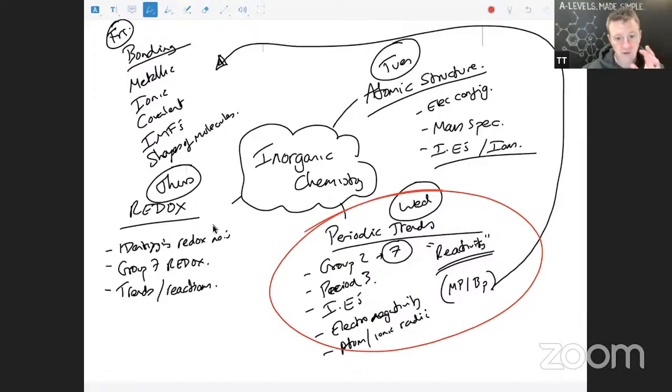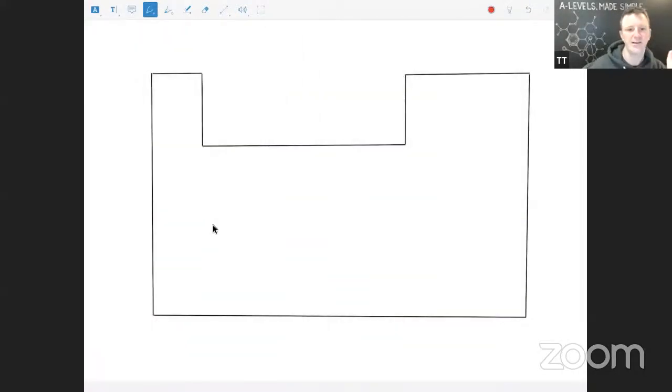We're going to talk about group two and group seven, and a little bit about period three as well. Ionization energy is massively important, as are electronegativity, different radii, and stuff like that. We need to make sure we understand what the trends are and why we get those trends, which is really, really important. What I've got here is a really basic outline of a periodic table. Let's start with something nice and easy. Let's start with atomic structure.